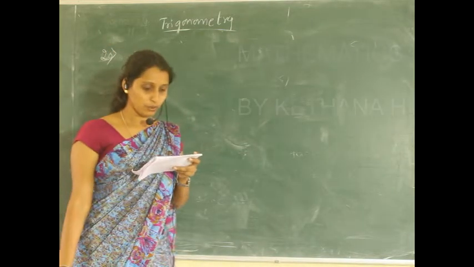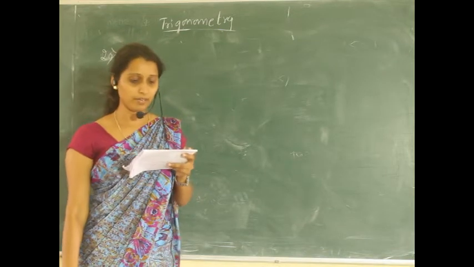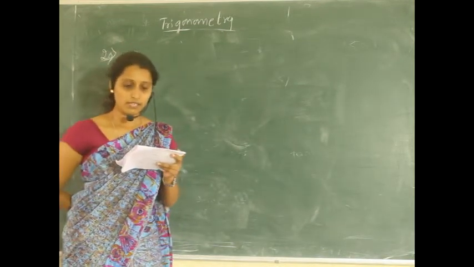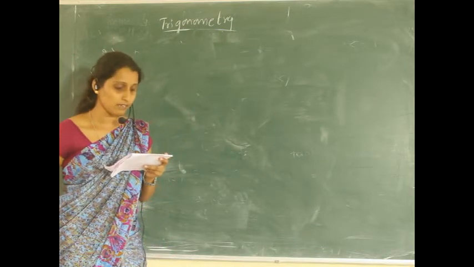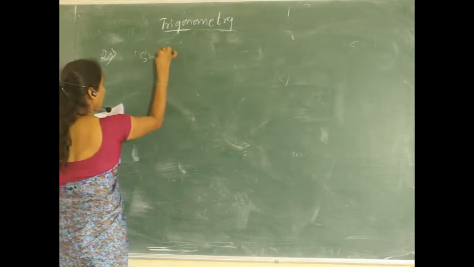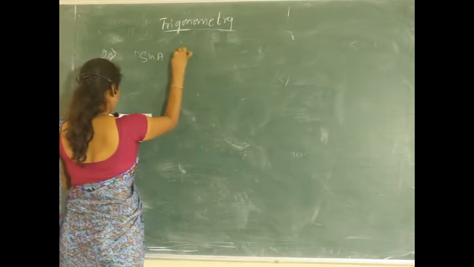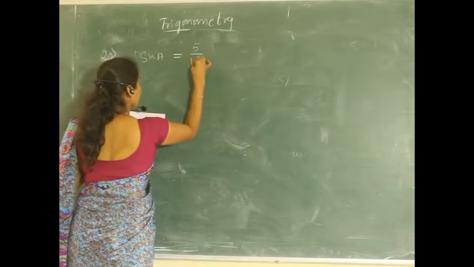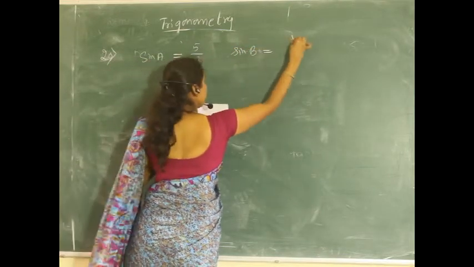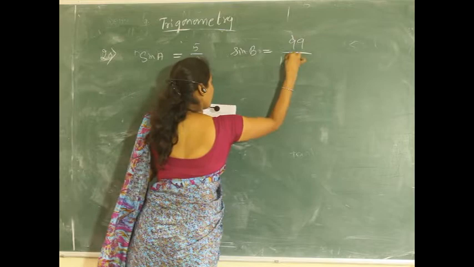The sines of two angles of a triangle are 5 by 13 and 99 by 101. Then the cosine of the third angle is. So the sines of the two angles are given. We can take them as sine A, which is 5 by 13, and one more, sine B, which is 99 by 101.